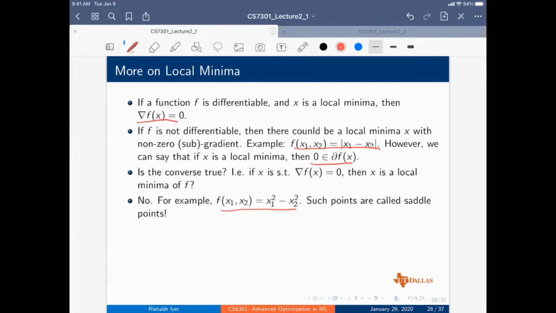If you look at x1 square minus x2 square, this is a two-dimensional function, so it's not going to be possible to plot this, but essentially it goes up and down like this. So it looks like a saddle, and that's why it's called a saddle point. This is true for local maxima as well, so the same intuition holds. Any other questions?